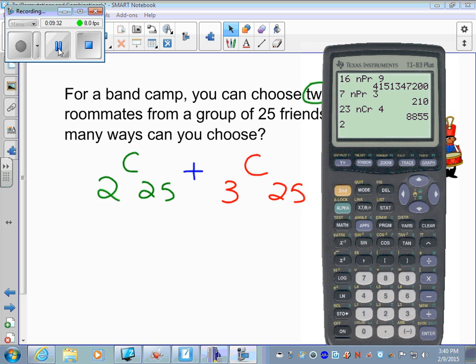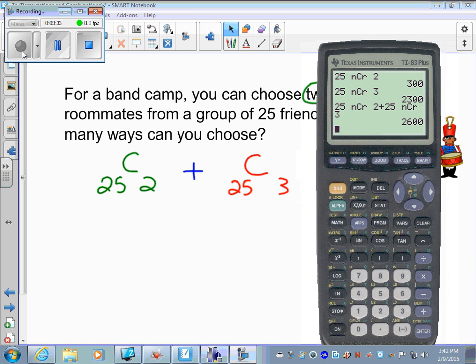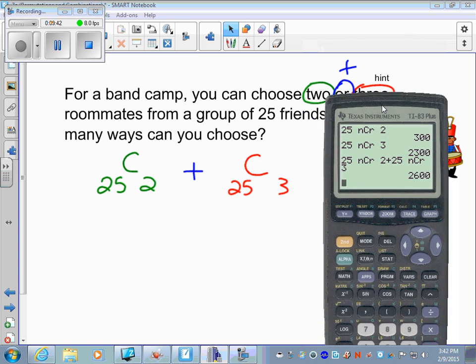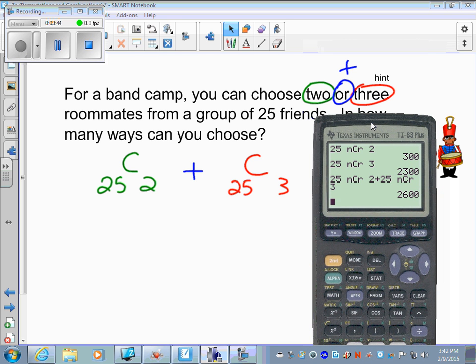Hopefully you saw I switched it now. I made a mistake. Shocker. I'm supposed to put the total number that you can choose from first. So 25 choose 2. I switched this around here. 25 choose 2, and 25 choose 3.